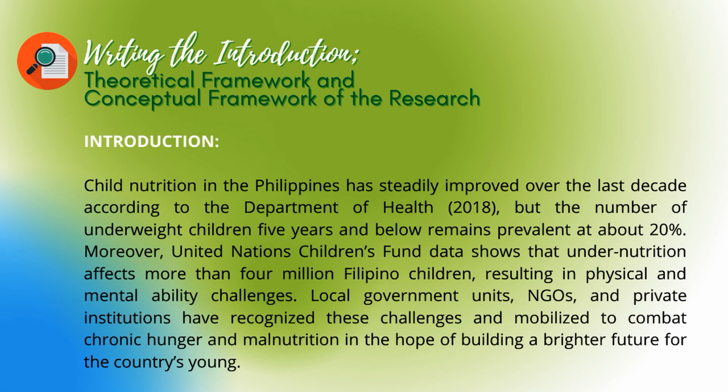Introduction. Child nutrition in the Philippines has steadily improved over the last decade according to the Department of Health, 2018, but the number of underweight children 5 years and below remains prevalent at about 20%. Moreover, United Nations Children's Fund data shows that undernutrition affects more than 4 million Filipino children, resulting in physical and mental ability challenges. Local government units, NGOs, and private institutions have recognized these challenges and mobilized to combat chronic hunger and malnutrition in the hope of building a brighter future for the country's young.